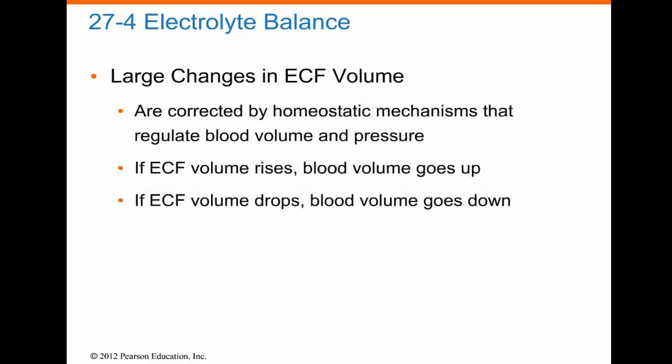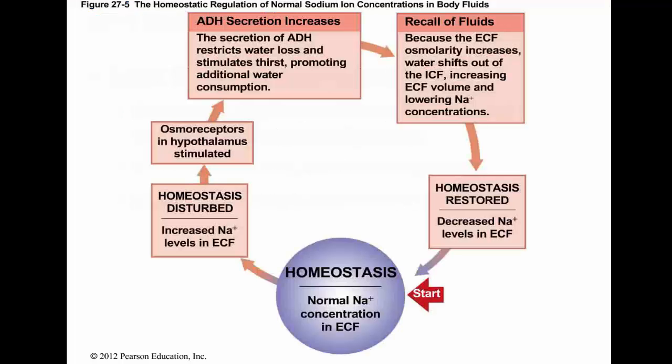Large changes in extracellular fluid volume can be corrected by homeostatic mechanisms that regulate blood volume and pressure. So if the extracellular fluid volume rises, blood volume also goes up. If the extracellular fluid volume drops, blood volume goes down. So here is a diagram which shows you how the body maintains homeostasis.